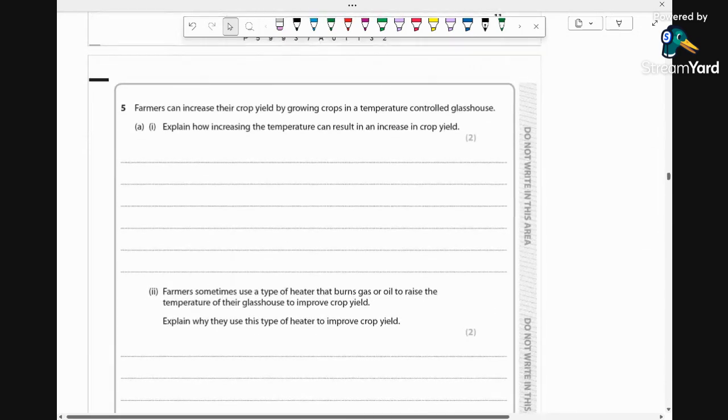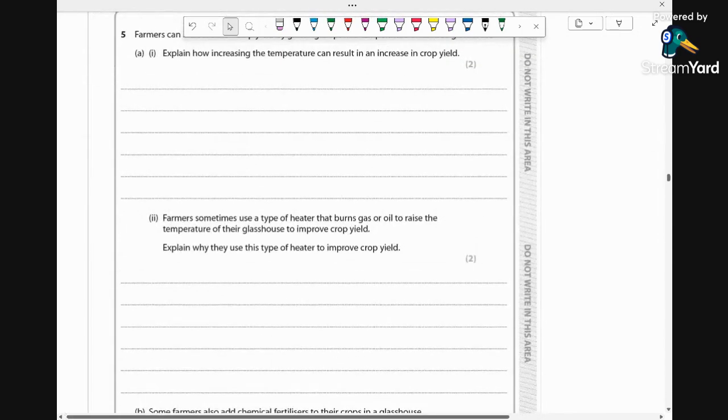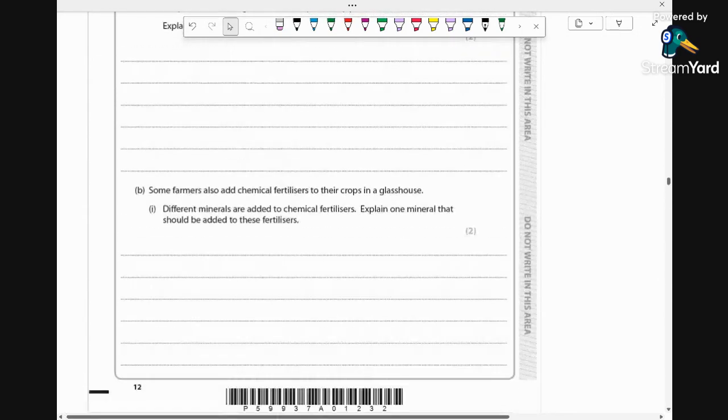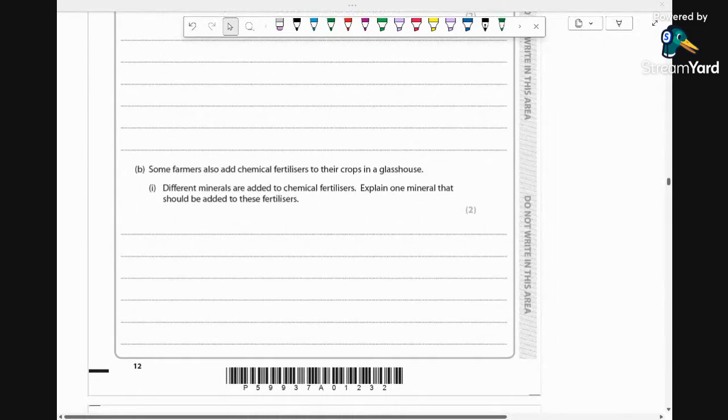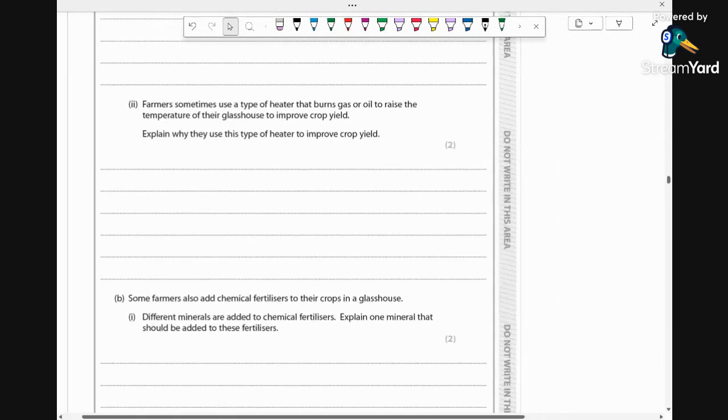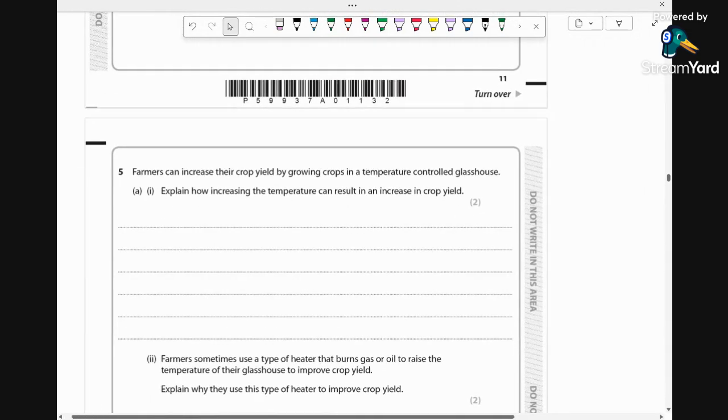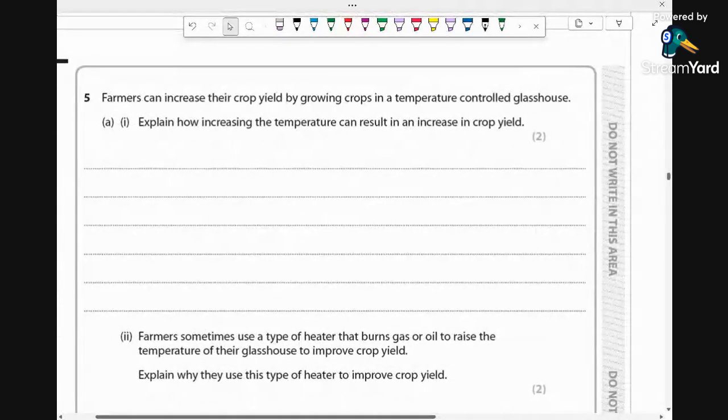Right, so we're on question 5. So we're not doing too badly. I'm just going to check time. So how long have we been going? 34 minutes, not too badly. So 34 minutes, we're already on question 5. So we're doing quite well here.